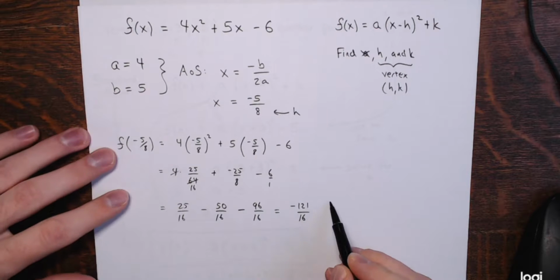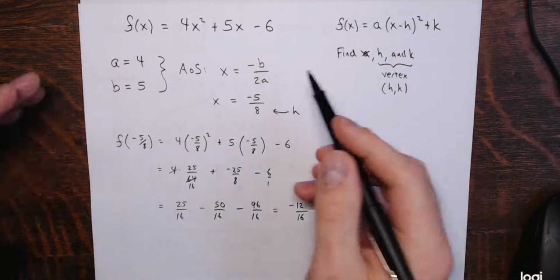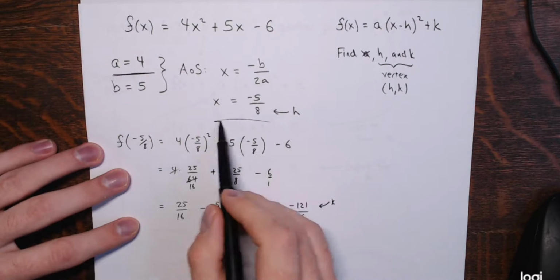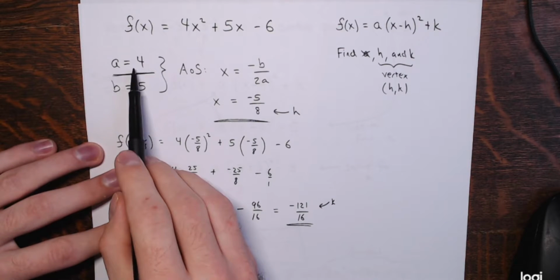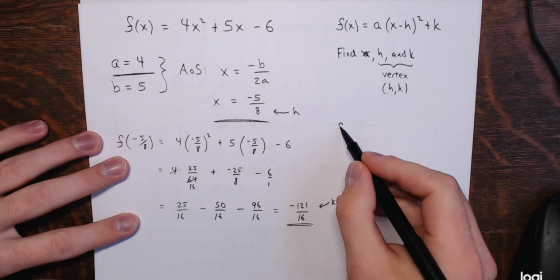Alright, and there's k. That's the output when the input's negative 5/8, and there we have it. We have a, we have h, we have k. We have the lead coefficient, we have the x and y coordinates of the vertex. So now I can go to the standard form for this function.